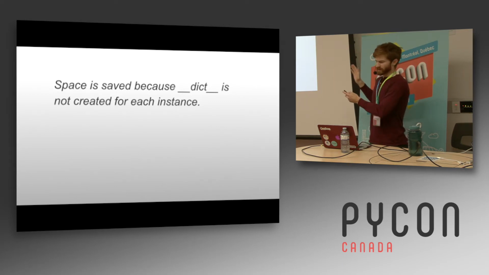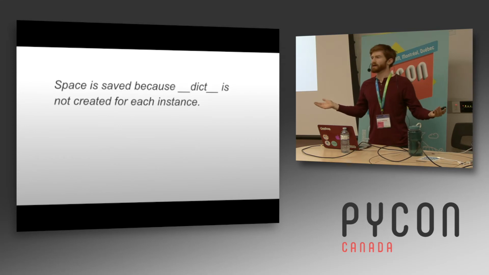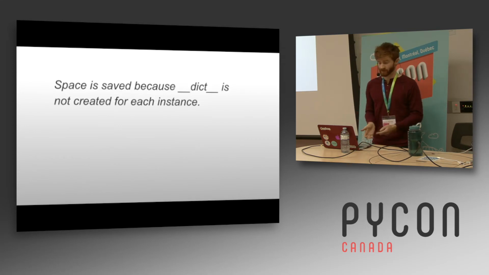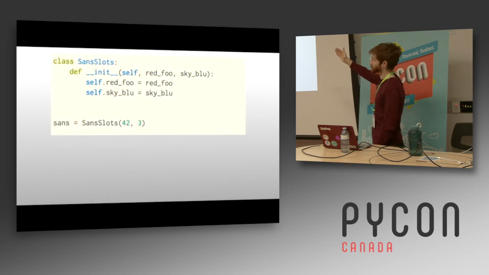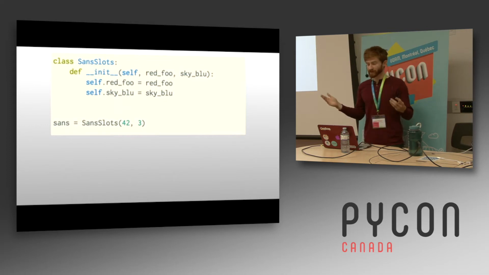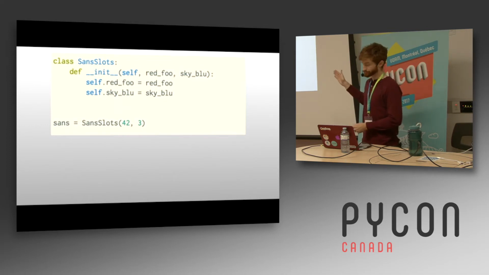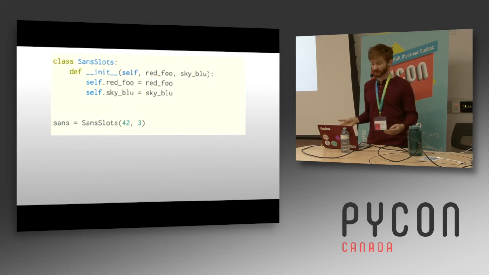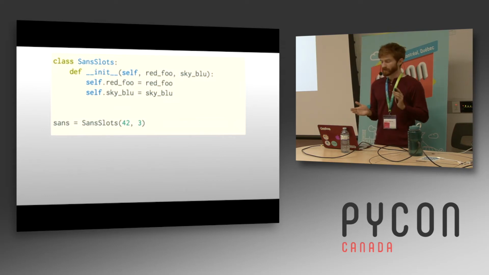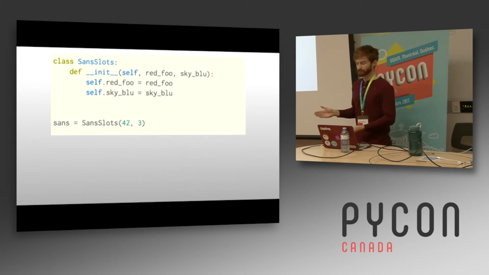In order to understand this, we need to talk about how attribute storage works normally. Let's start with this class, sans-slots. Its constructor takes 2 arguments and stores them as instance attributes. When this class is instantiated, the Python interpreter will make a system call to the operating system in order to allocate some memory. Let's take a conceptual view of what the interpreter does with this memory.